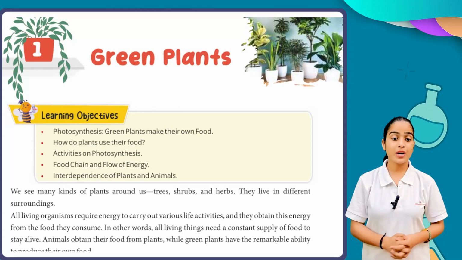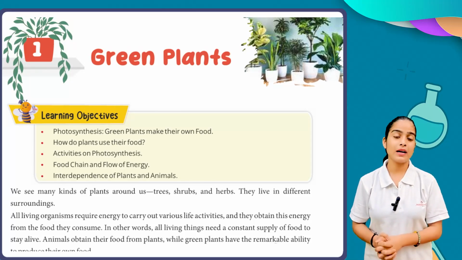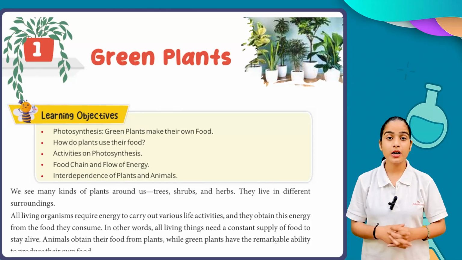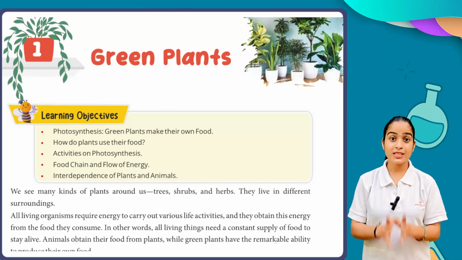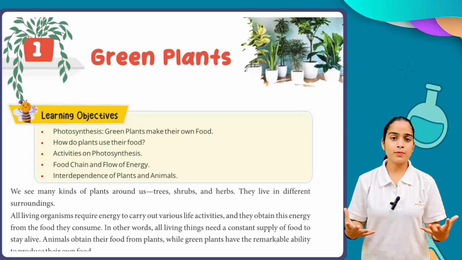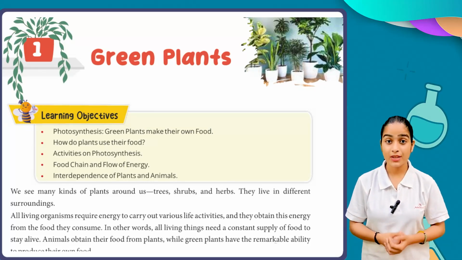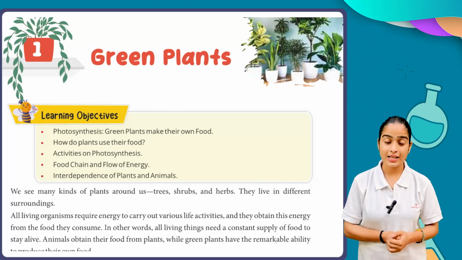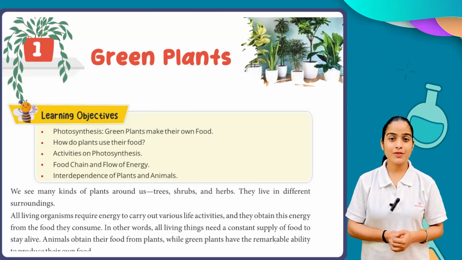Today we have chapter number 1, green plants. So today we are going to learn about the plant which is green in color. Most of the plants we see are green, but some have other colors as well. But in this chapter we will discuss it in detail.